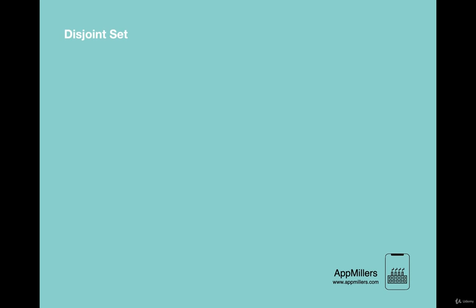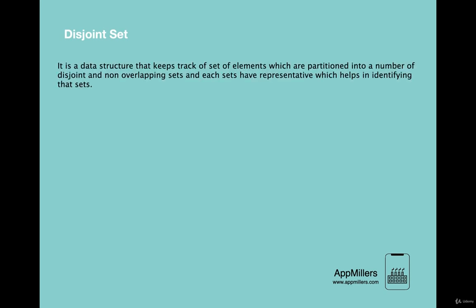So let's get started to identify disjoint set. A disjoint set data structure, also called a union find data structure or merge set data structure, is a data structure that stores a collection of disjoint sets. Equivalently, it's a data structure that keeps track of a set of elements which are partitioned into a number of disjoint and non-overlapping sets, and each set has a representative which helps in identifying that set. It means each set is represented by one element.